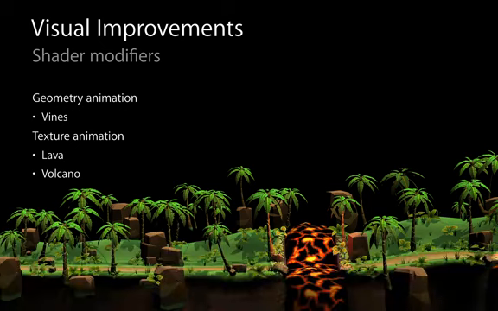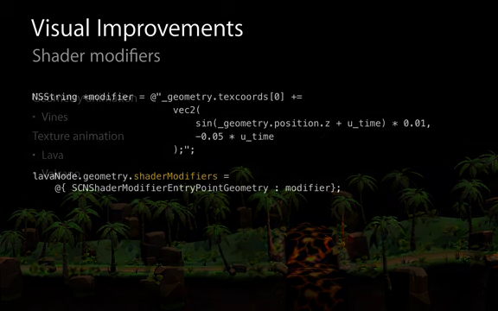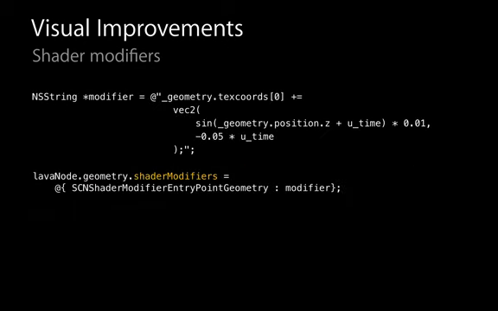We also have some nice visual improvements in Bananas. We use geometry animation for the vines, and we use texture animation for the lava and the volcano. You might have seen that smoke is emitted by the volcano, and that the lava flow is animated. This is done using shader modifiers. What we do is we have a shader modifier that continuously updates the texture coordinates of the lava and the volcano. This is really simple.